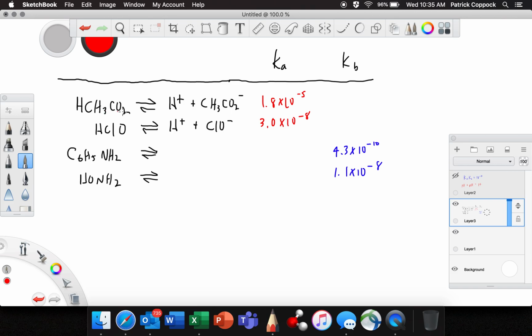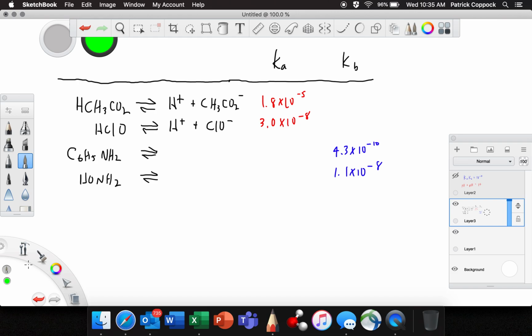So my acetic acid, and this is what acetic acid does in solution, it goes to acetate, and it has a Ka of 1.8 times 10 to the negative 5. Hypochlorous acid goes to hypochlorite, and it has a Ka of such and such, right? Well, we're being asked for pH here. So I'm going to make some notes here. I'm going to go to green.